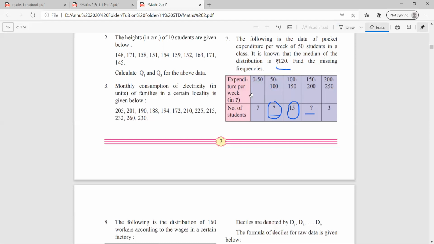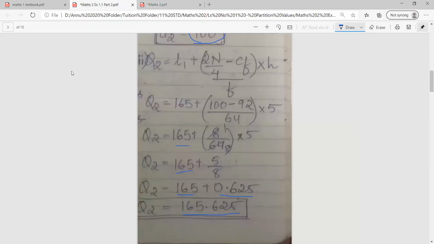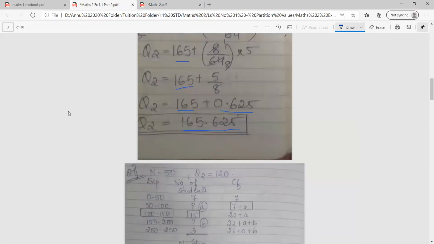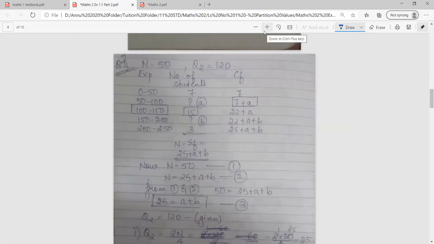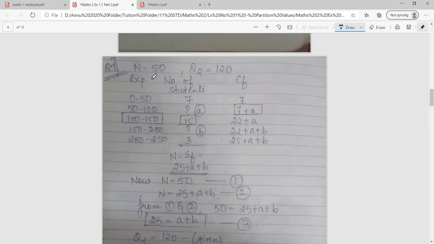If you have still not followed, please listen to the sum when I'm teaching. I hope that time you will follow what we are going to calculate. So here's sum number 7 in front of you. So as you can see class, n is equal to 50 I have written, Q2 is equal to 120. Data is group data. So I explained to you all why I have put the class 100 to 150 in the box. Why have I taken this 15 as the frequency? Because our answer Q2 lies in this particular class.